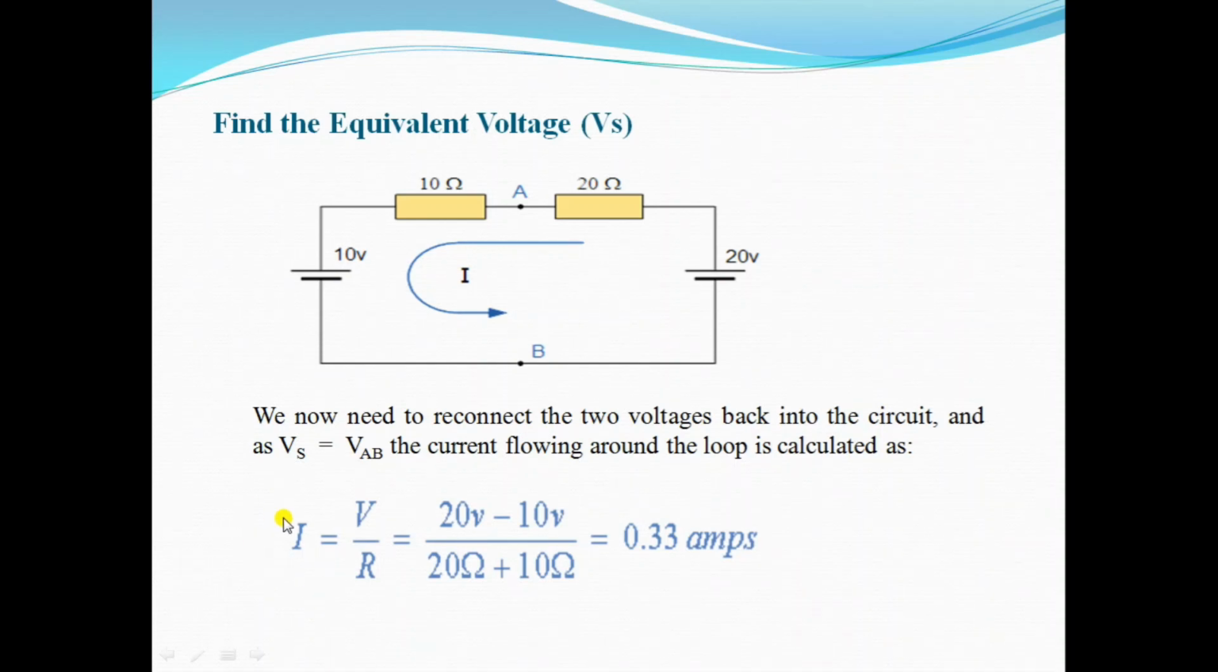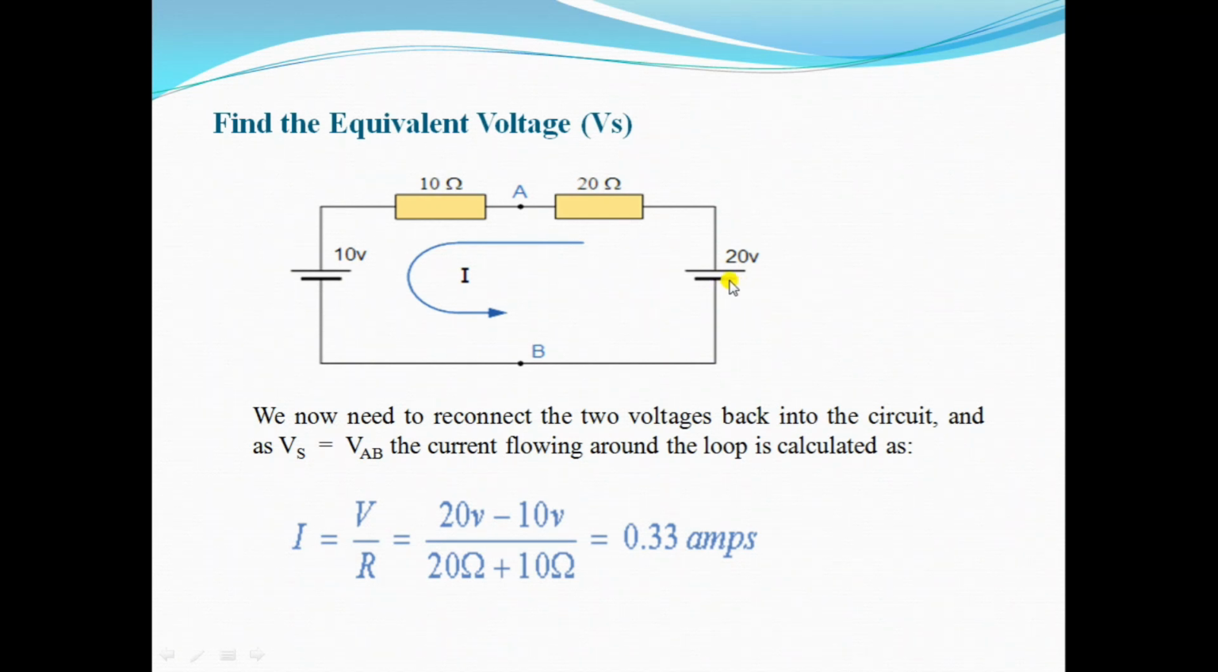So we have to reconnect the two voltages across the terminals A, B. That is Vs equals VAB. Then the current formula is I equals V by R. I means current, V means voltage, R means resistance. Here, how do I find the voltage value?